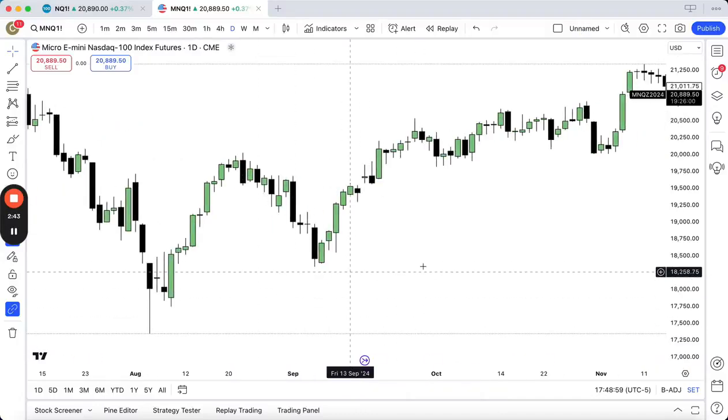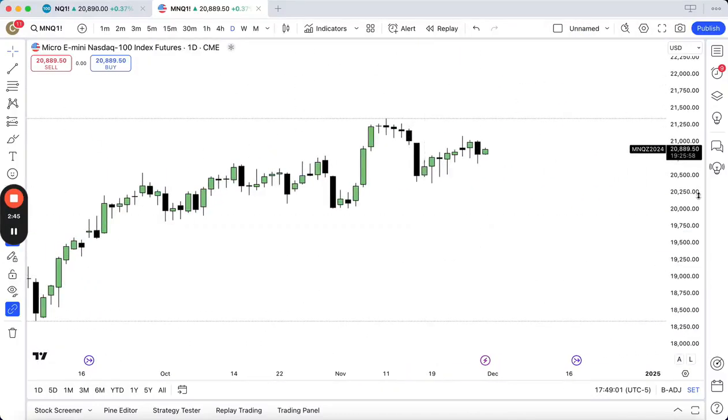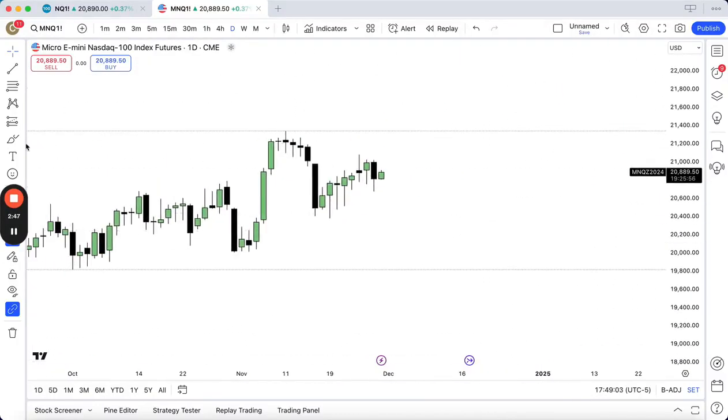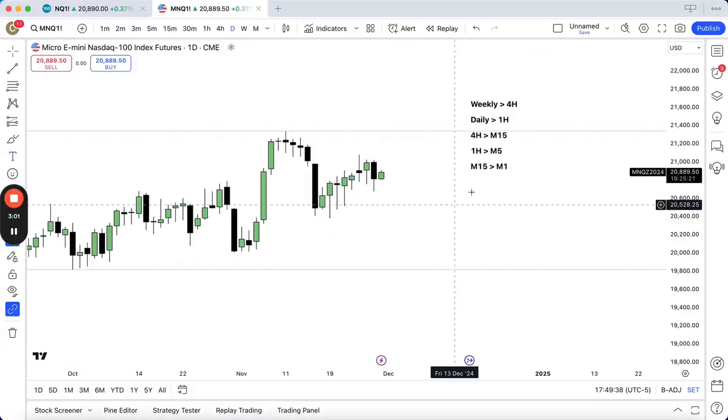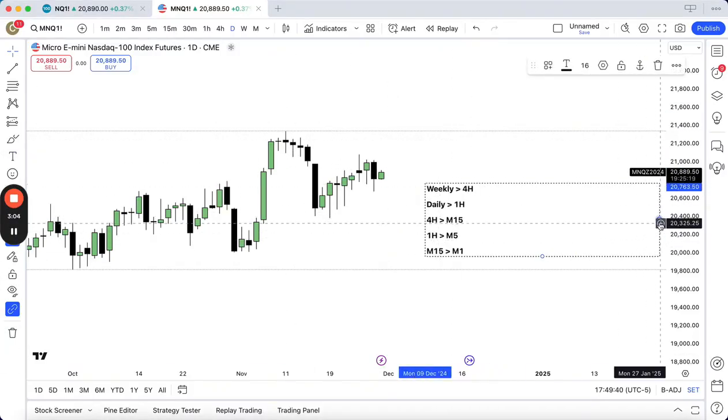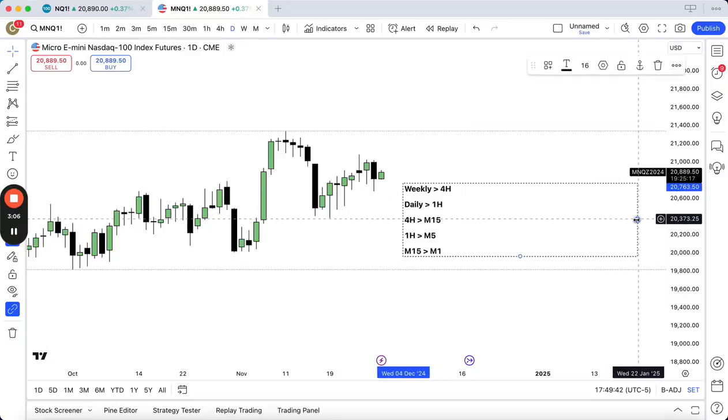Now I want to go ahead and move into my entry model. Before I go into my entry model, you just have to be aware that if you're not aligning your time frames, you are basically setting yourself up for failure. So let me write out these time frame alignments that you should be using every single day to trade. Okay, I just wrote out these time frame alignments here. This is how you should be aligning your time frames.